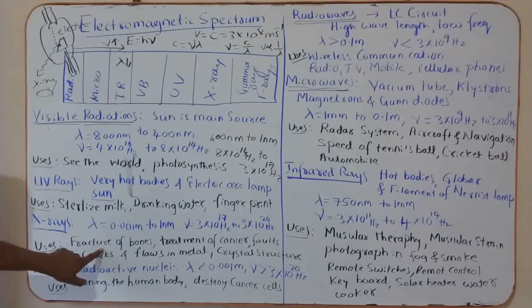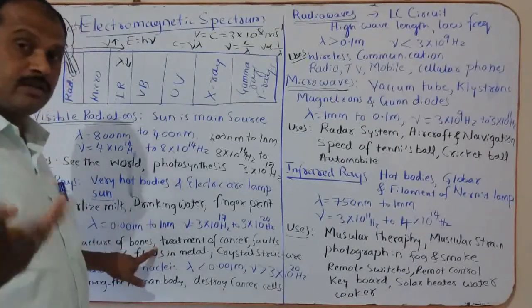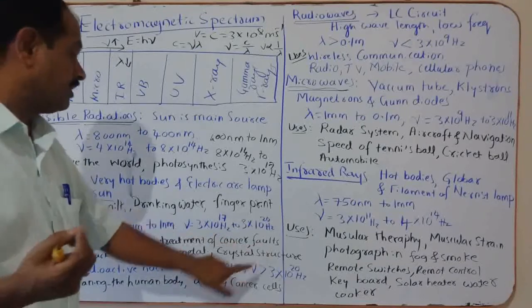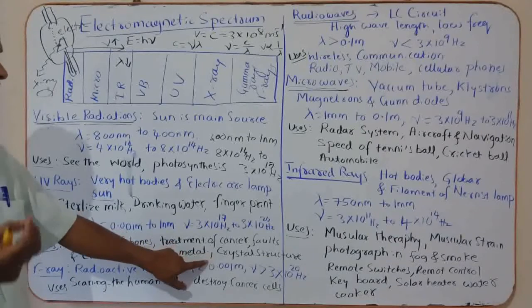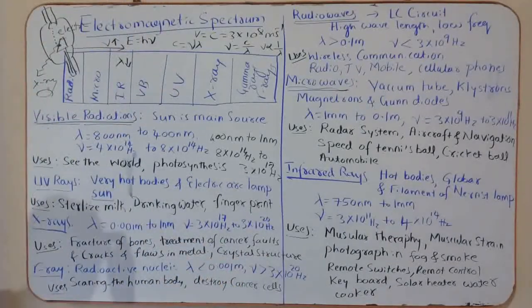Now this is used to detect fractures of the bones, which is what we call taking an X-ray. It is used in the treatment of cancer, for detecting faults, cracks and flaws in metal castings, and in the study of crystal structure.